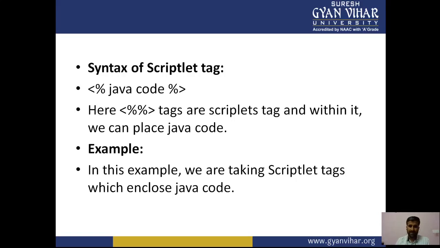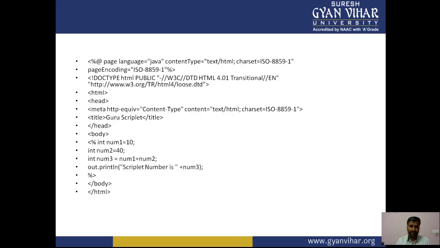For example, here we are taking a scriptlet tag which includes Java code. In the scriptlet tag we can declare integer num1 is equal to 10, num2 is equal to 14, and num3 is equal to num1 plus num2, and out.println scriptlet number is equal to num3. So we can easily do any kind of programming, like in C or C++, with this scriptlet tag. It is a very essential part.